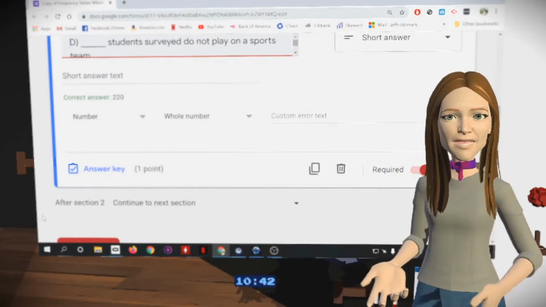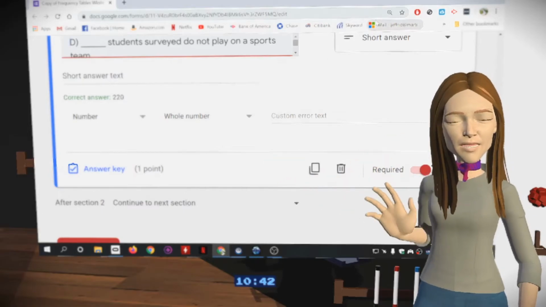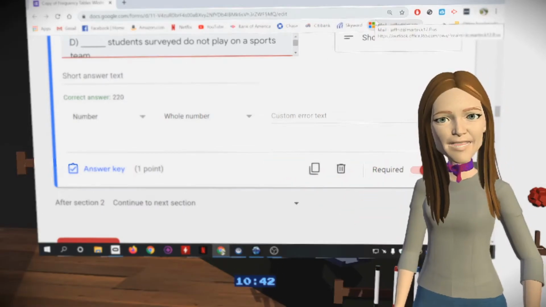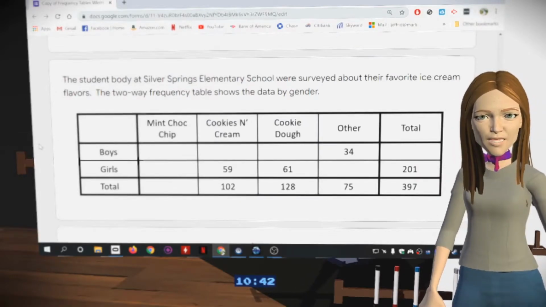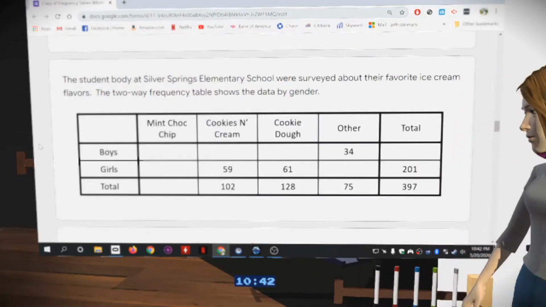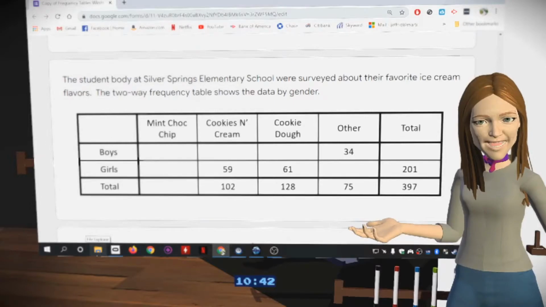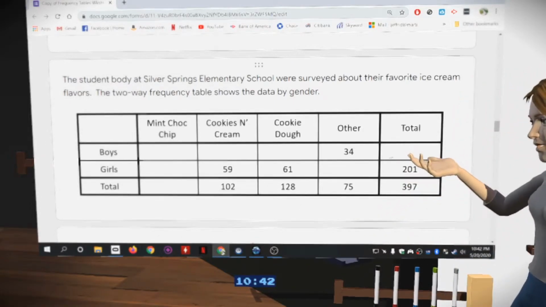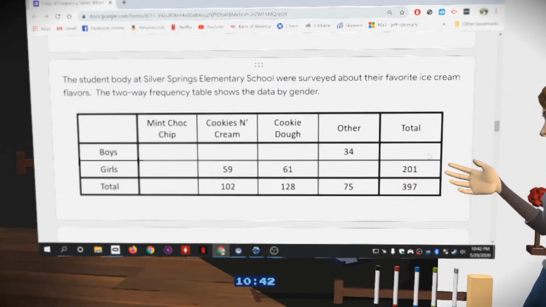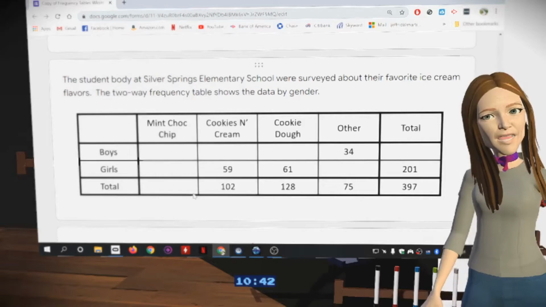And now these next examples will talk about blanks here that you have to fill out in the table, as well as percentages. All right, question number 2 takes us to ice cream. So we have mint chocolate chip, cookies and cream, and cookie dough. When you're looking at this table, you can see that in the total column, you're only missing the boys, right? So you know the total, you know the girls, you can easily find out the boys.